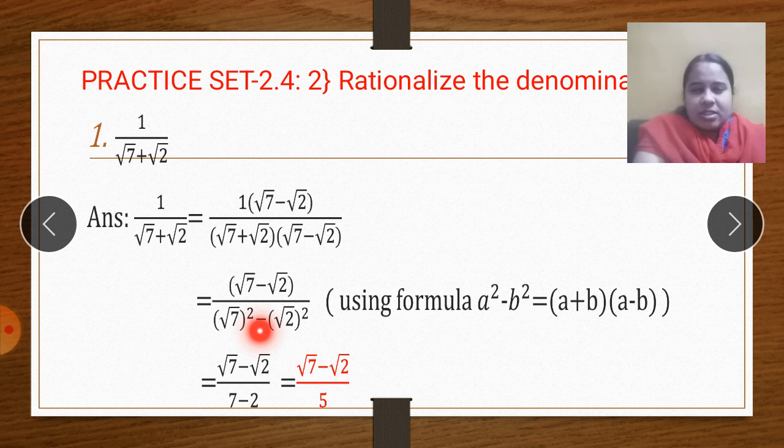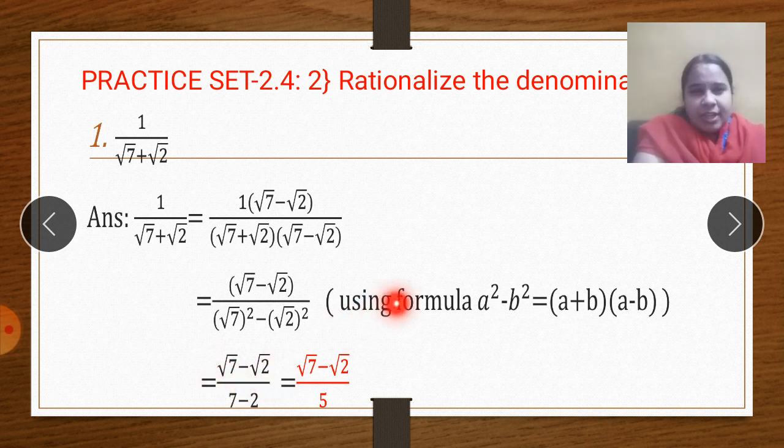But look at this. Root 7 the whole square can be written as 7. Root 2 the whole square can be written as 2. Do not make the mistake of writing 49 and 4 here. We are taking the square of a root. So what will happen is that the root will disappear, or simply, if you want to understand it like this, root 7 into root 7 is nothing but root of 49, and square root of 49 is nothing but 7.